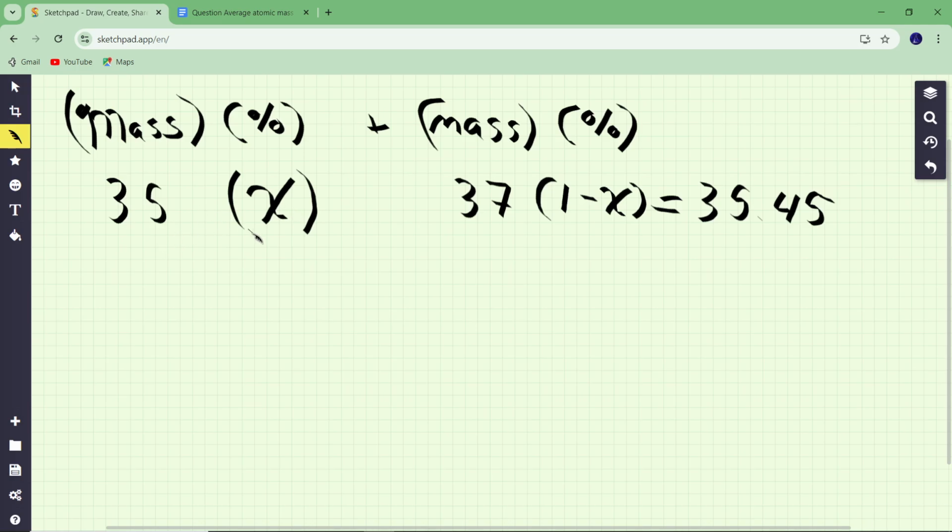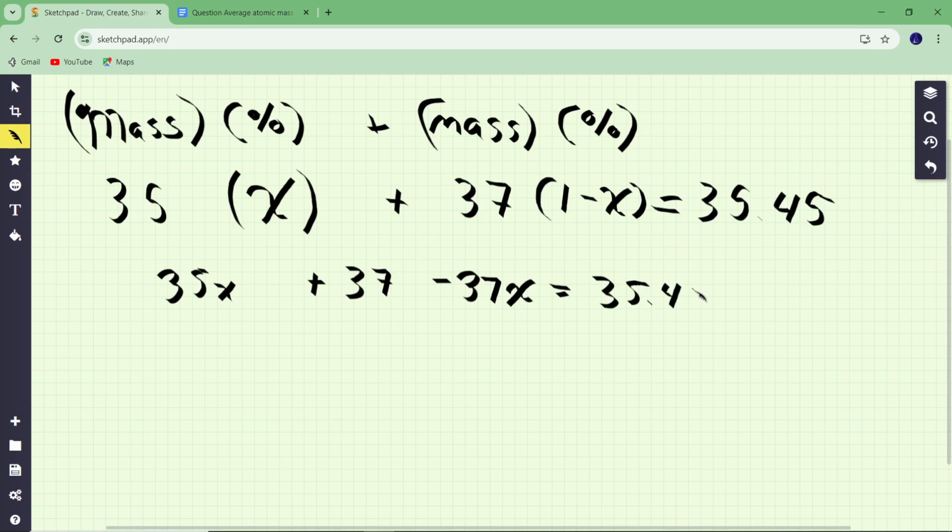And now what we have is we simply have an algebra problem that we have to solve. In this case, we are just solving for X. So we're going to go ahead and just multiply through. We're going to multiply 35 times X. And then we're going to take a look here. We have 37 times 1 is 37 minus 37X. And all of that is going to equal 35.45.